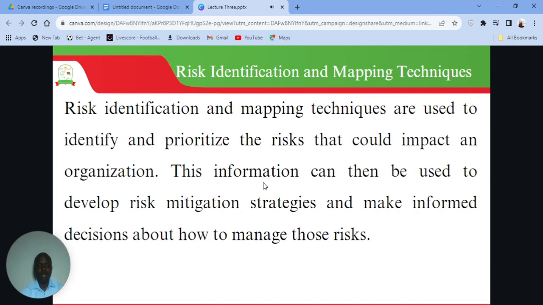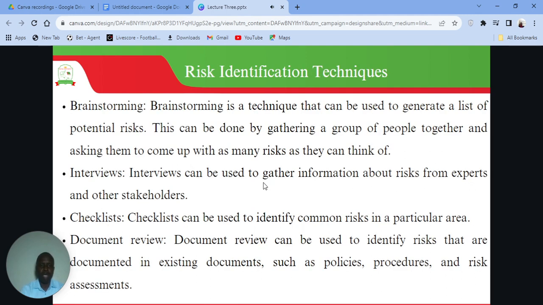Now we have what we call risk identification and mapping techniques. Risk identification and mapping are methods that we use to identify and prioritize various risks that might affect the organization, and also the supply chain activities in the organization. So we use this to develop risk mitigation strategies and also make informed decisions about how to manage those risks.